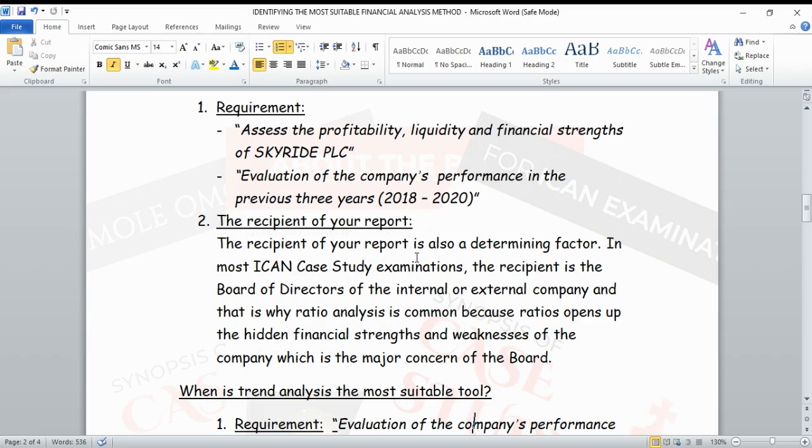So you want to know, are they profitable? Do they have money? What is the earnings per share? What's the dividend per share? You want to know all that. So you definitely know that's ratio analysis.